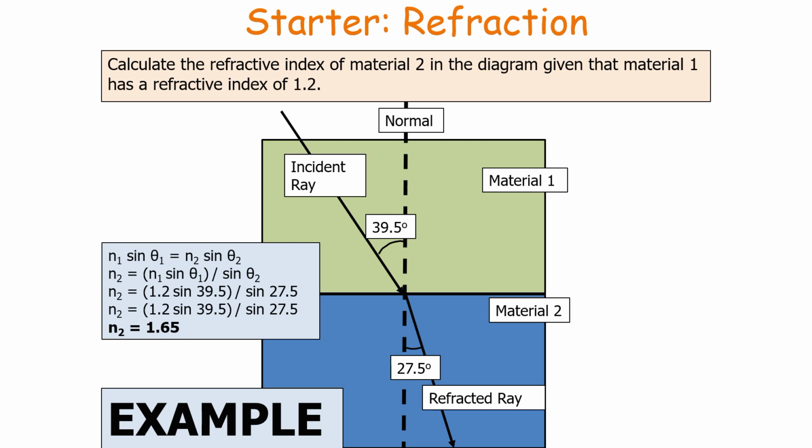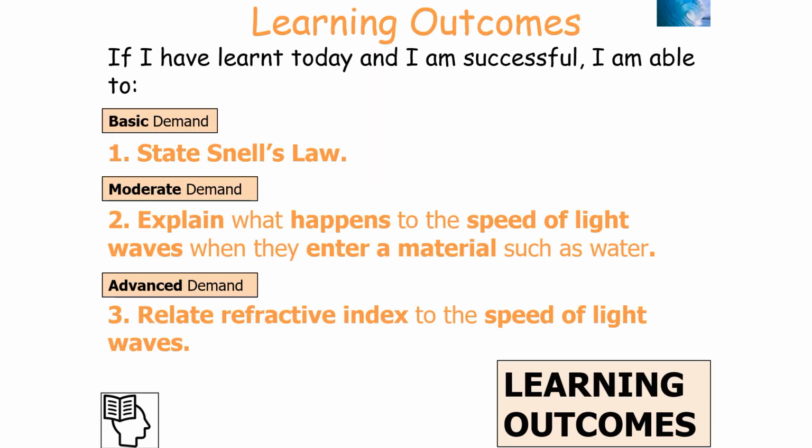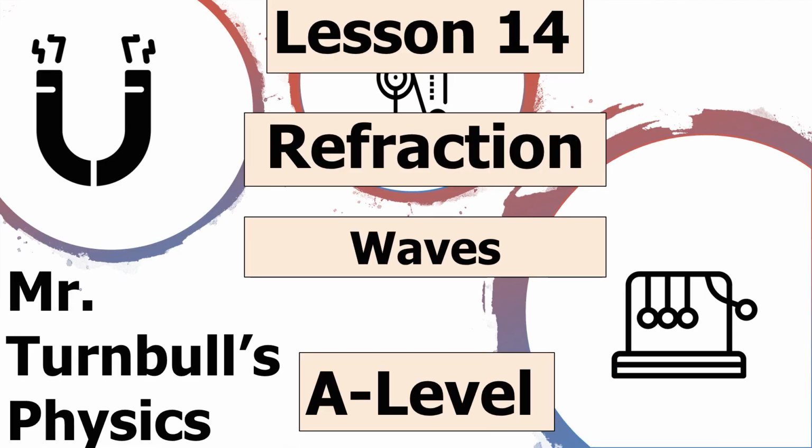So to summarise what we've looked at in today's lesson, we've looked at the idea that the refractive index of a substance is n equals c over cs. You should recall that the refractive index of air is approximately 1, and that Snell's law of refraction for a boundary is n1 sine theta 1 equals n2 sine theta 2. So if we've learned in today's lesson, we should be able to state Snell's law, explain what happens to the speed of light waves when they enter materials such as water, and finally relate the refractive index to the speed of light waves.